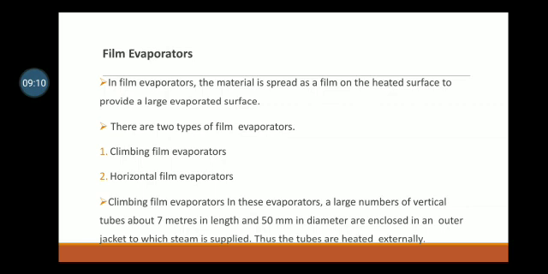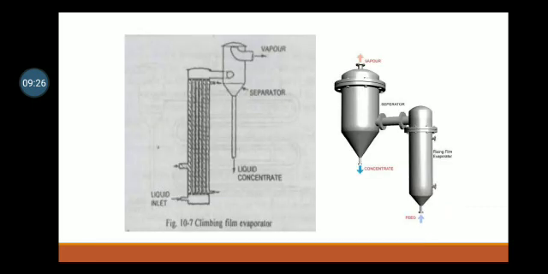Climbing film evaporator. In these evaporators, a large number of vertical tubes, about 7 meters in length and 50 mm in diameter, are enclosed in an outer jacket to which steam is supplied. Thus, the tubes are heated externally. This is a diagram of a climbing film evaporator. It consists of liquid inlet, then liquid concentrate, separator, vapor.